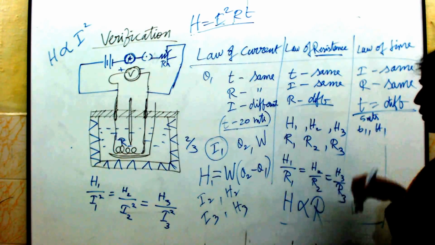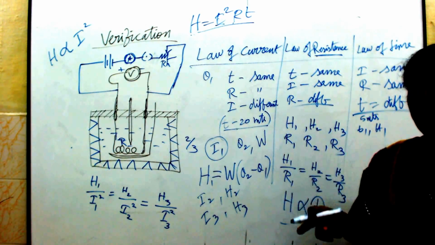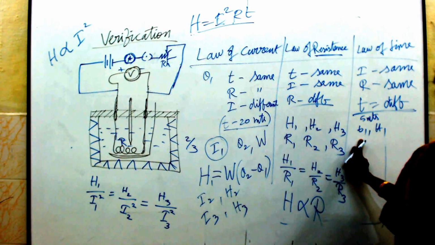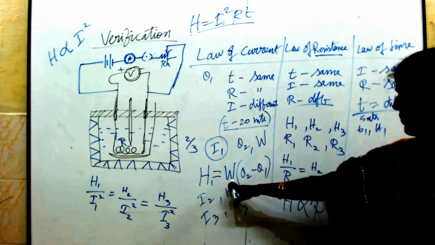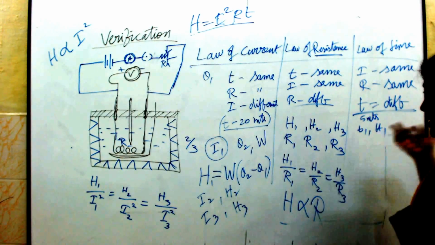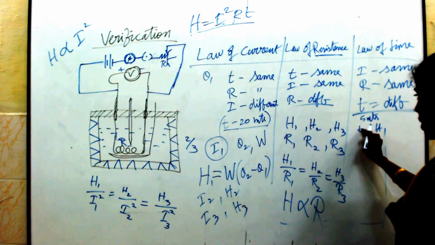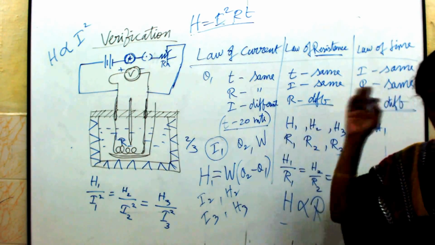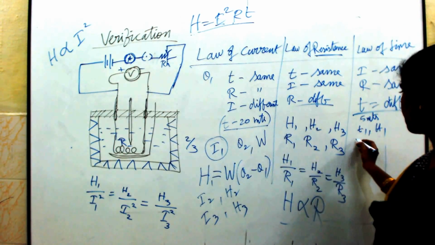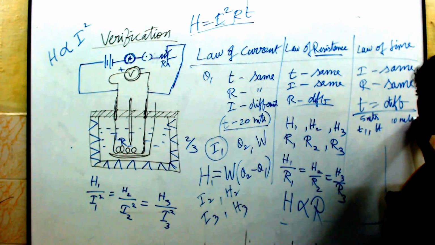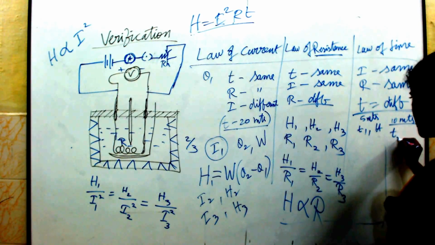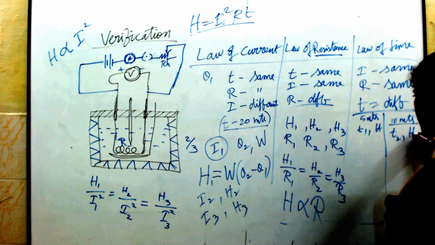You find out what is the heat produced in the resistor when a current I flows for a time T, that is 5 minutes. For example, you find out what is the heat produced by the formula W times (theta 2 minus theta 1). Then you allow the same current to flow through the same coil for a different time. Let it be 10 minutes. You allow the current to flow for 10 minutes. It is T2 now. And you find out what is the heat produced.